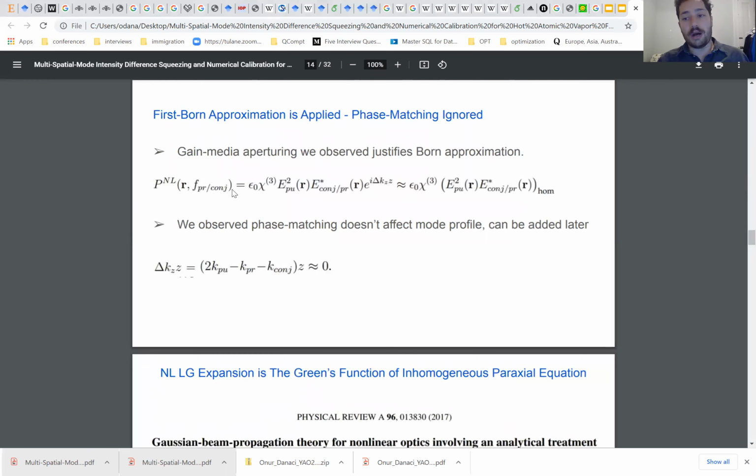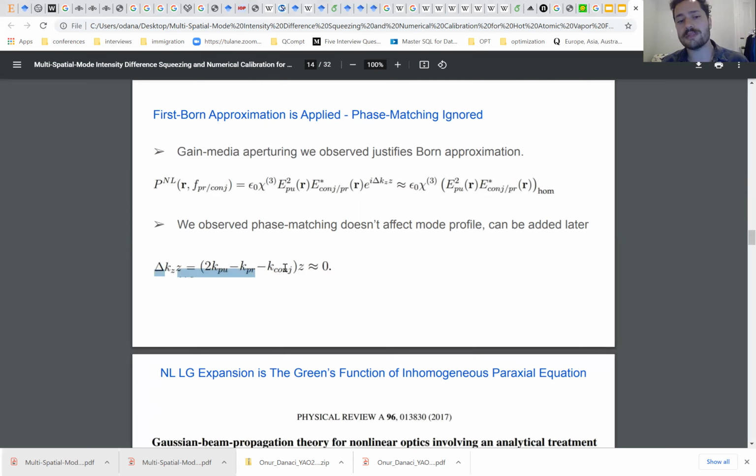How about the non-homogeneous paraxial wave equation that we encounter for these nonlinear optical systems, where we have some sort of source term? In this case, we can make some approximations based upon our experimental results. As I said, we see gain media aperturing, meaning that our pump and seeding probe beams propagate through this nonlinear medium as if it's a homogeneous domain, but their overlap profile throughout the medium leads to the creation of the generated probe and conjugate beams.